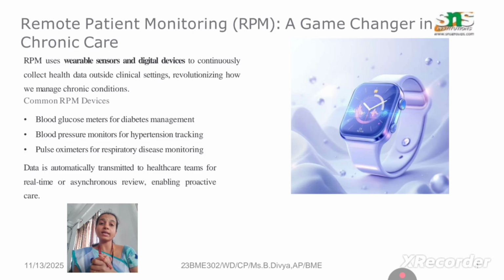Data is automatically transmitted to healthcare teams for real-time or asynchronous review, enabling proactive care. By using these three meters, we can identify whether the glucose level is low, the pressure is high, or something like that, and that will be immediately transmitted as real-time data. Regular data can be taken and we can act accordingly by giving medicines to them.